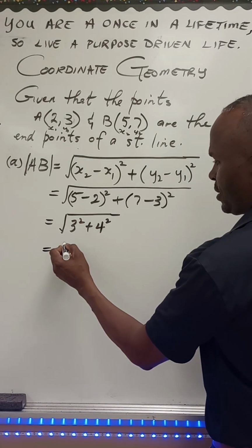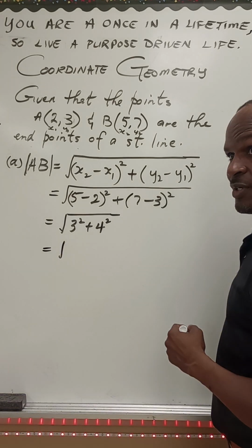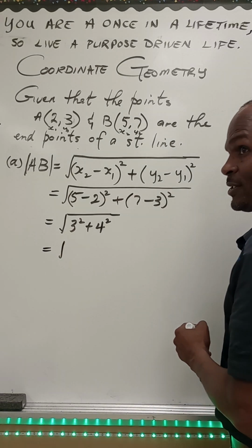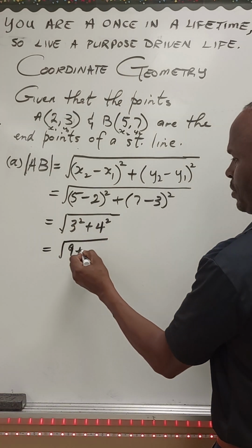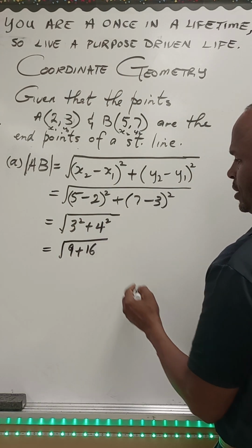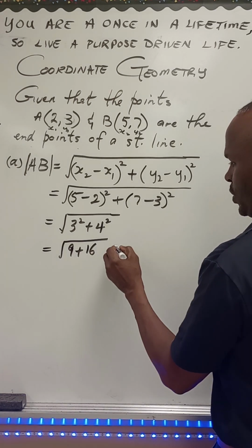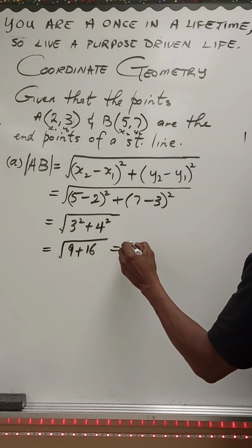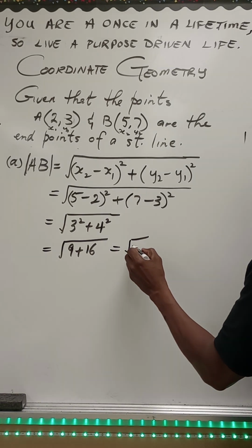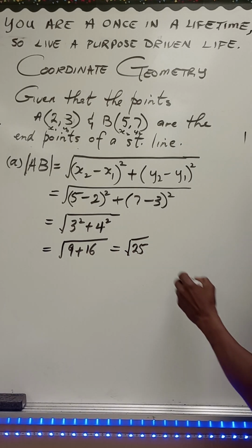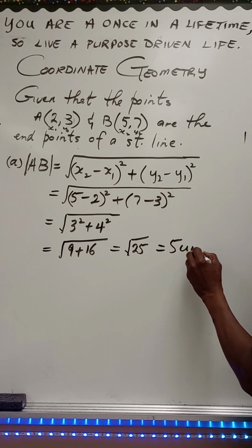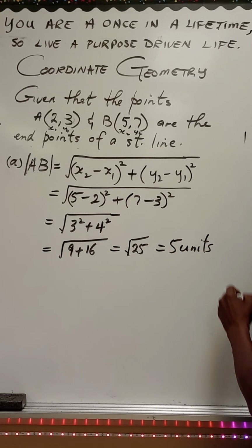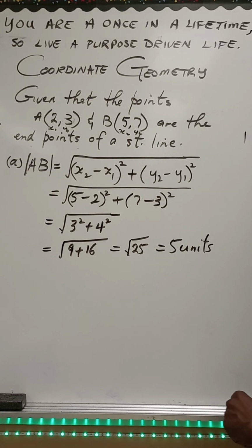And from there, we're going to simplify this. We're going to have the radical. Oh, that term sounds familiar, right? The square root, the radical, of 3 squared is 9 plus 4 squared is 16. So in other words, we're going to have the square root of 25, and the square root of 25 is 5, and we say that the length of the line is 5 units. And that's the length of the straight line, theoretically speaking. This could be viewed on a graph as well.